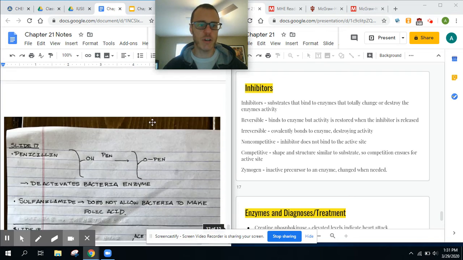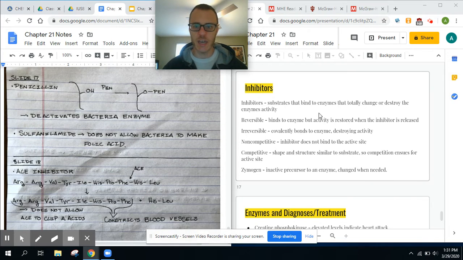When we talk about inhibitors, this is exactly what you think. It inhibits substrates that bind to enzymes, totally changing or destroying the enzyme activity, so they slow them way down. There are some reversible ones and then irreversible ones. There are some that are non-competitive. You can see that there's a whole bunch of stuff going on here. All right, this is just vocab. You guys are going to be able to read through that really easily.